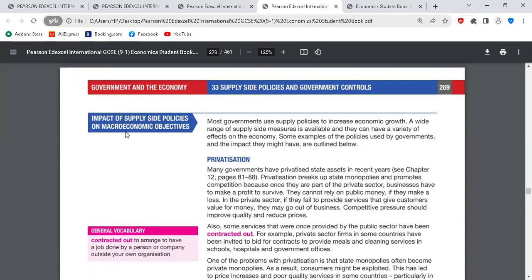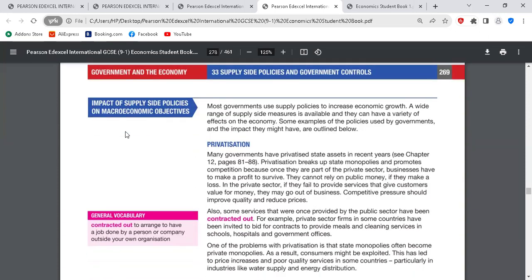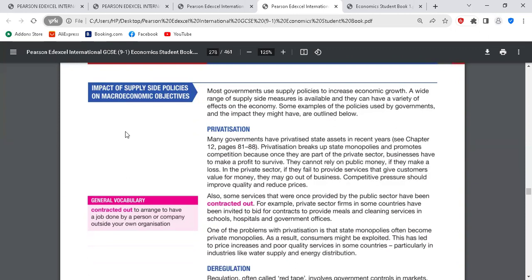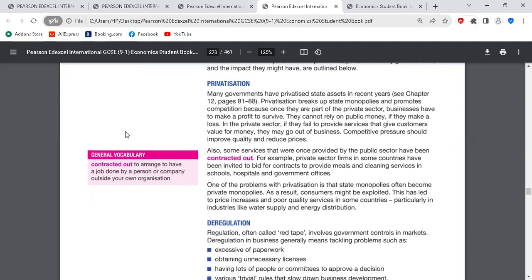Impact of supply side policies on macroeconomic objectives. So we still go back to macroeconomic objectives: unemployment, inflation rates, economic growth, balance of payment current accounts. So we check. Most governments use supply side policies to increase economic growth. A wide range of supply side measures is available and they can have a variety of effects on the economy. Some examples of the policies used by governments and the impacts they might have are outlined below. The first one is privatization.